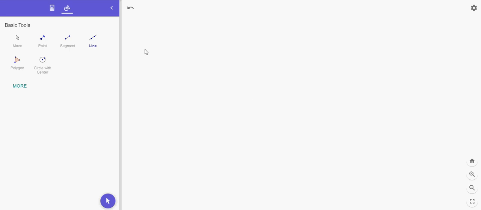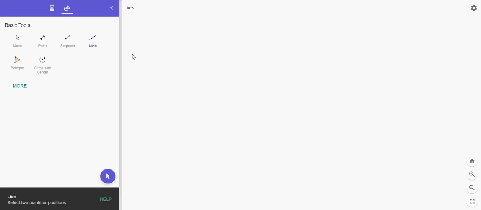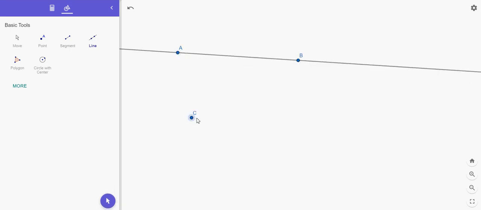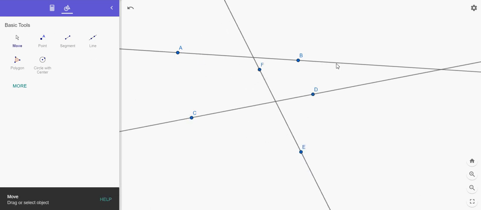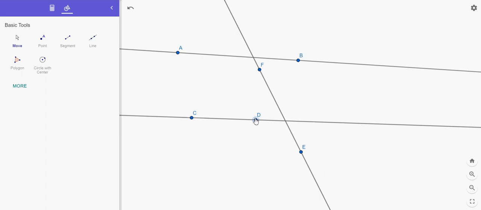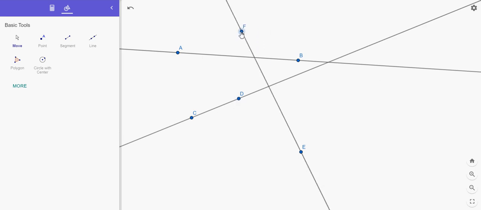Hi everyone. This video is about concurrency. So when you have three or more lines that intersect in a single point, we say that those lines are concurrent. Concurrency is an unusual or rare situation.